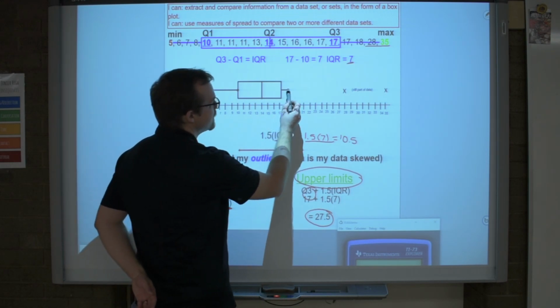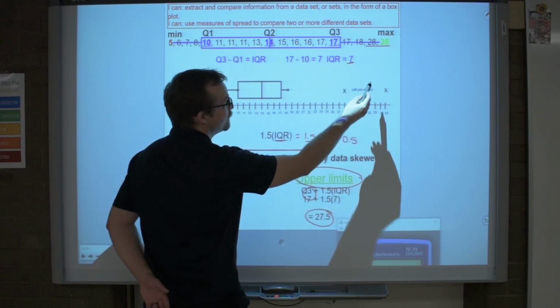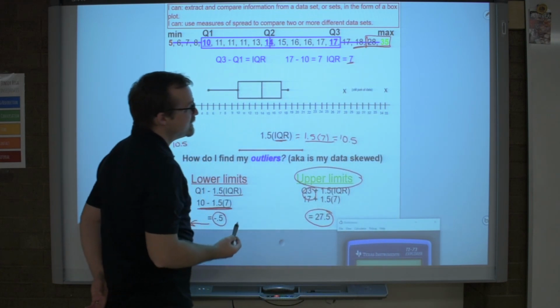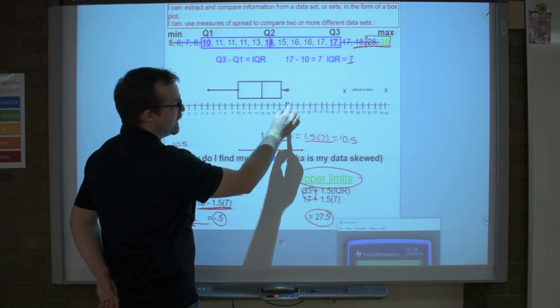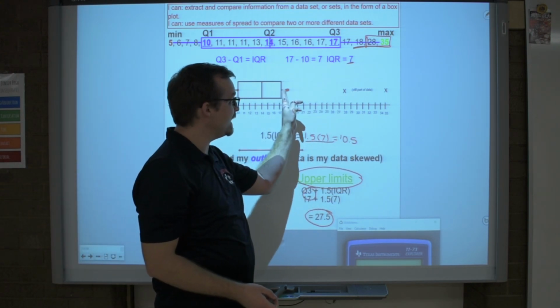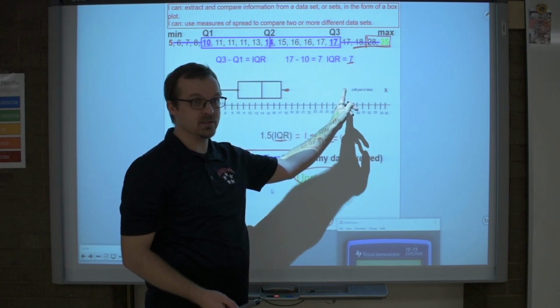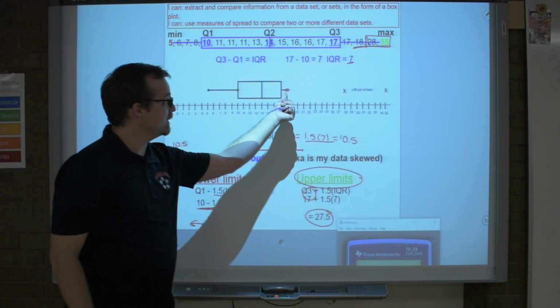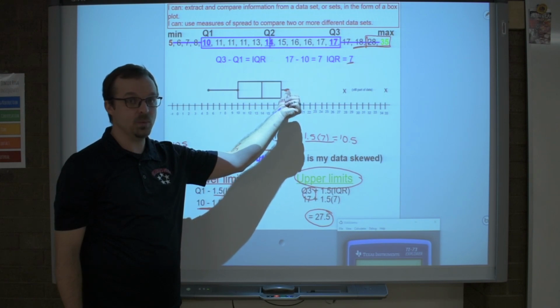Okay? Now, why doesn't this line go up to this point right here? Well, if 28 and 35 are outliers, what's the next point in my data? 18. So this right here is going to be at the point 18. That's as far as the whisker goes. There's no data between 18 and the next outlier, right? And there's no data between this outlier and that outlier. So we have two outliers. This is not a maximum. It's just the end of the whisker.